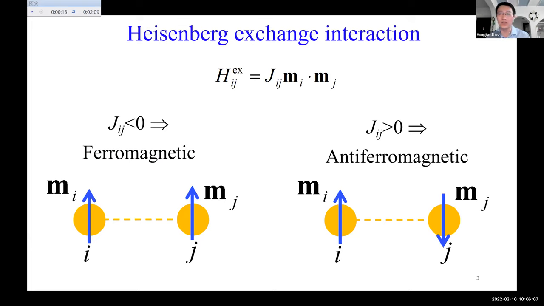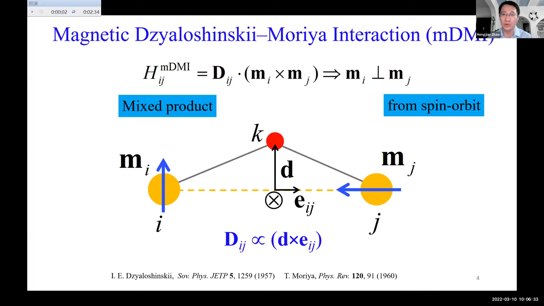If J is positive, then Mi and Mj tend to be antiparallel to reduce the energy. If J is negative, then Mi and Mj tend to be parallel. So overall, the Heisenberg exchange interaction will result in collinear magnetism, say parallel or antiparallel, for the neighboring magnetic moments.